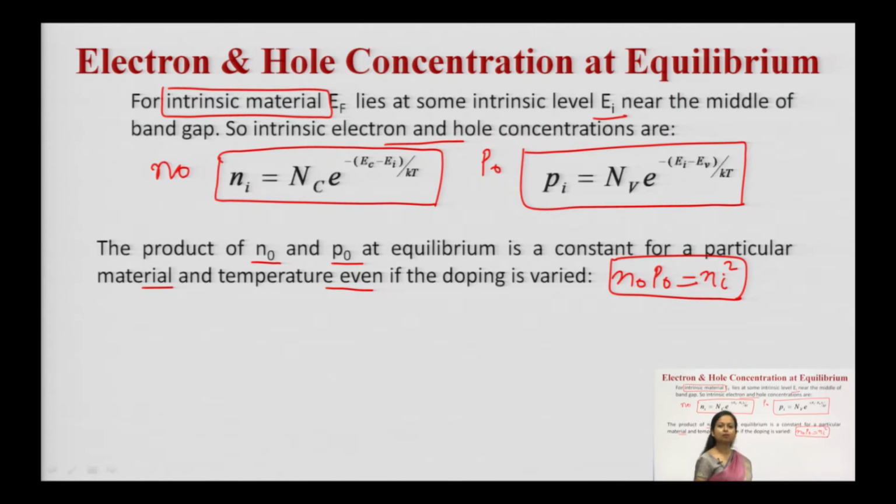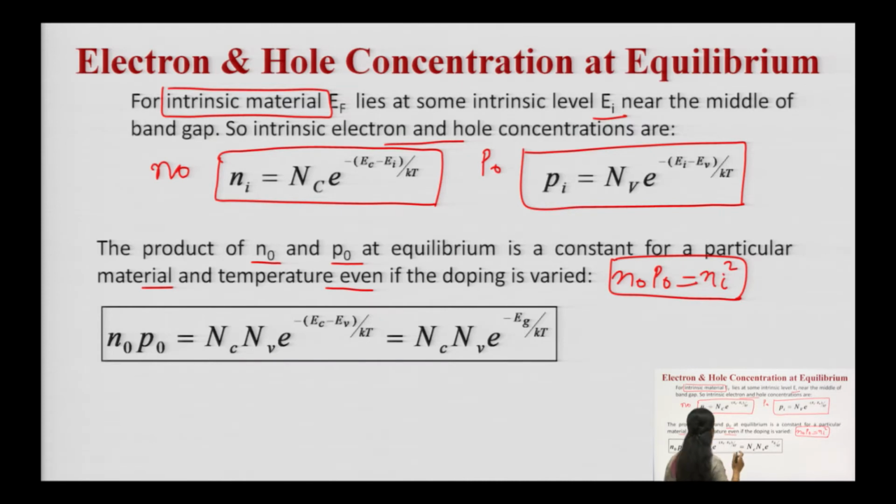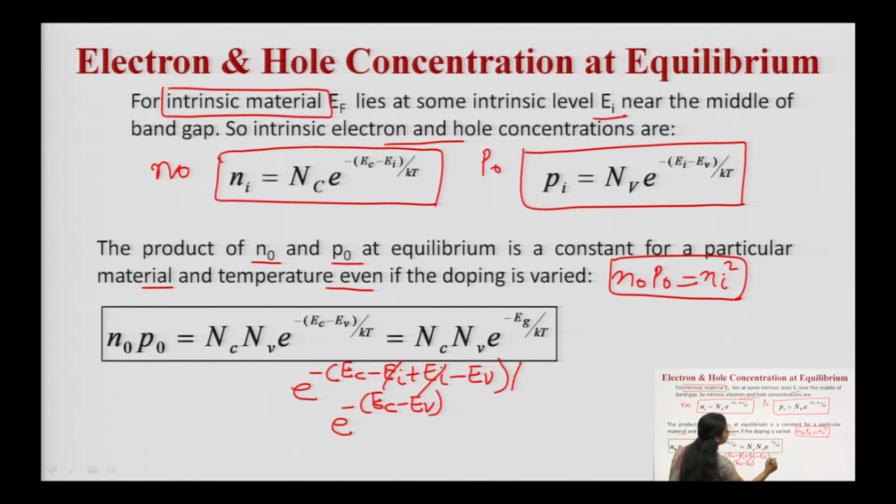Even if the doping is varied, for low or high concentration of the impurities, this product term will be constant at each temperature. So, how can you write N naught into P naught? This is Nc into Nv, and e raised to the power minus (Ec minus Ei) and the second term is (Ei minus Ev). Ei will cancel out, so this term is e raised to the power minus (Ec minus Ev) upon kT.